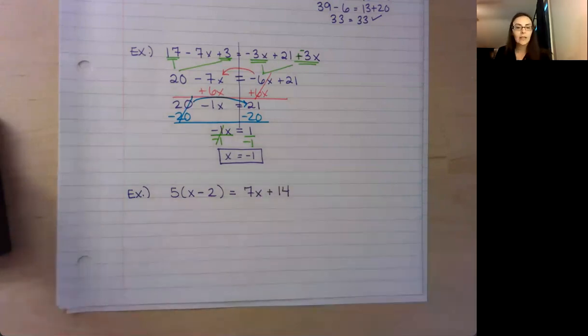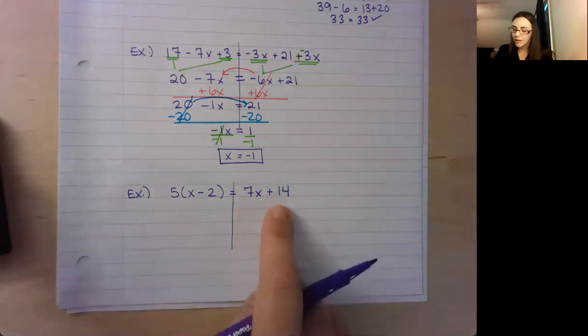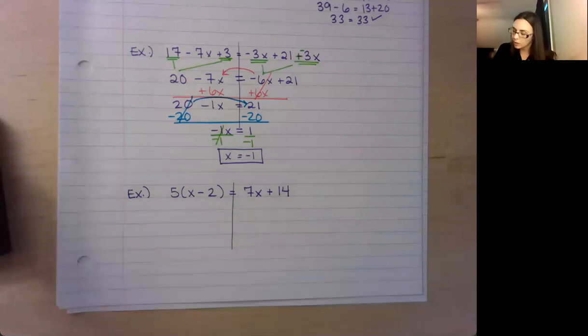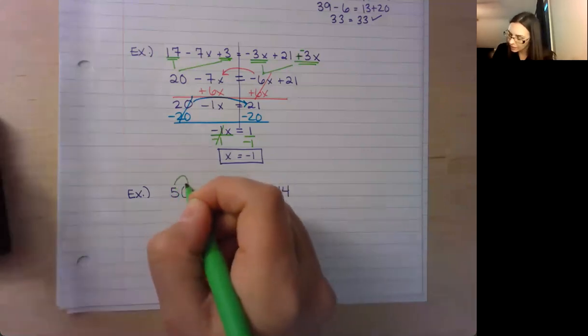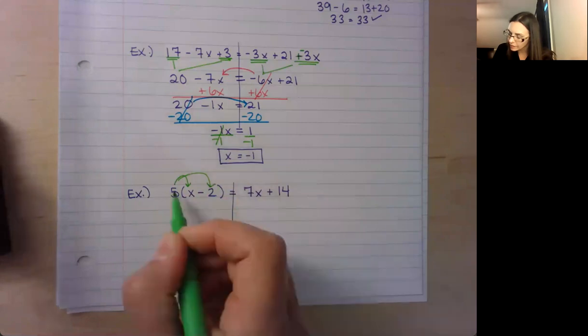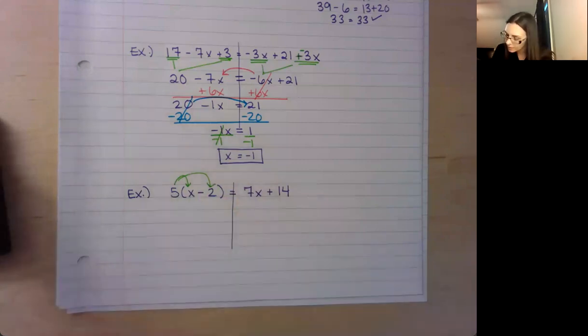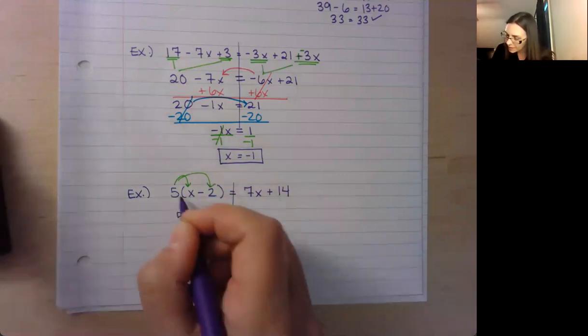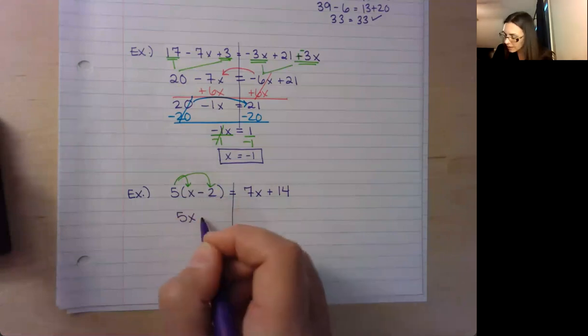So here I have another example. And again, I'm going to start by simplifying whatever I can. On the right side, you're going to see that there is nothing to simplify. But on the left side, I do have that parenthesis, so I am going to use the distributive property and distribute that 5x. So 5 times x is 5x. And 5 times negative or minus 2 is minus 10.